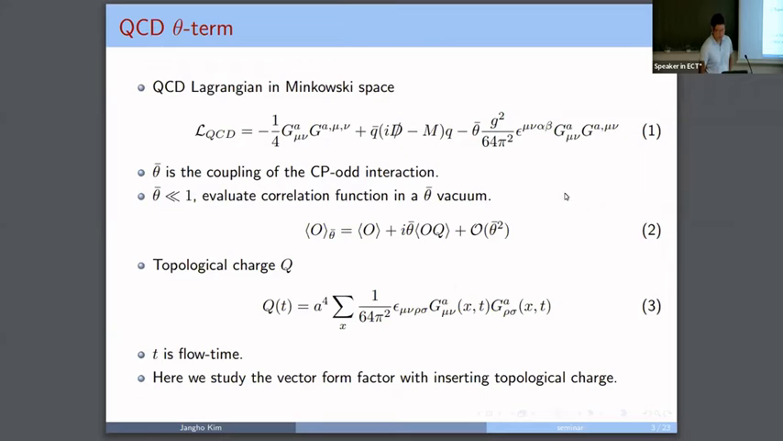First, this is the QCD Lagrangian in Minkowski space, and there is a theta bar term here. Of course theta bar is very small, so we can make this linear assumption. The topological charge is defined in the standard way like this, and here T is the flow time, so we use the gradient flow. We study the vector form factor with the topological charge inserted.